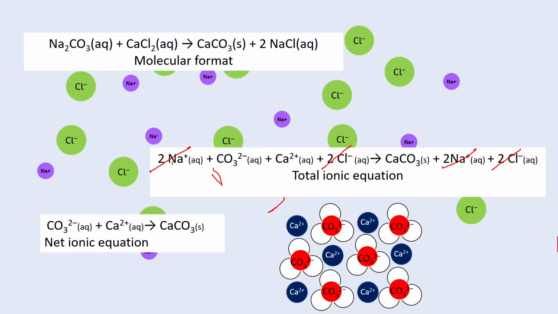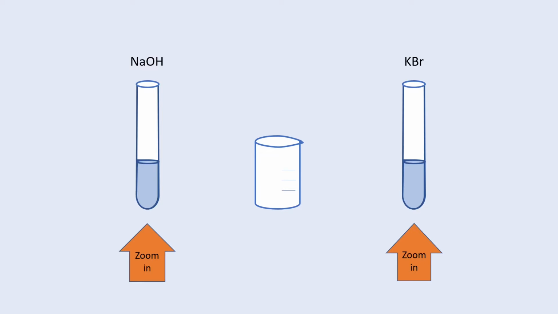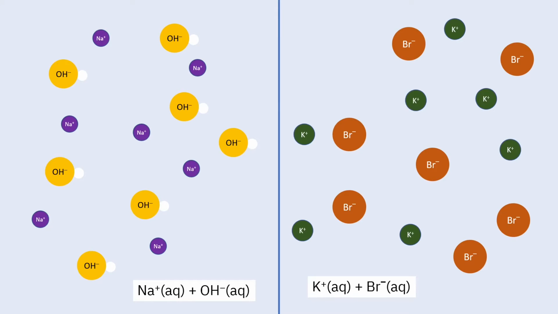Now let's look at an example where there is no reaction. If I combine solutions of sodium hydroxide and potassium bromide, I do not get an overall reaction. Let's look at what is happening in these solutions before we mix them. In the first solution, we have sodium ions and hydroxide ions. In the second solution, we have potassium and bromide ions. We can predict this because they are both soluble ionic compounds.